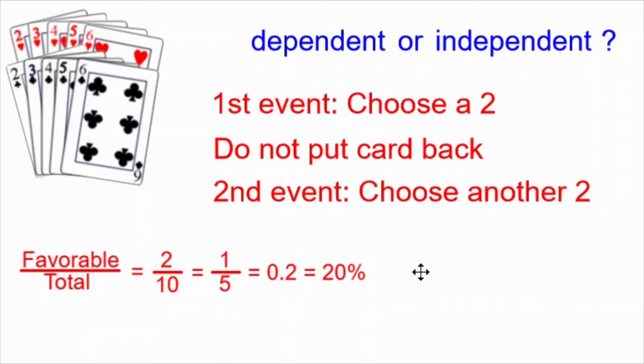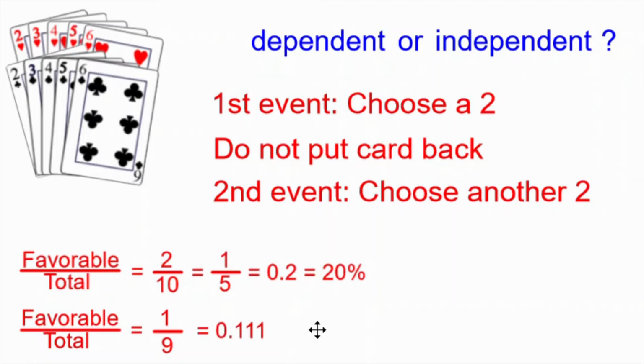Now we have to choose another card. We did not put the original 2 back. So again, we're using favorable over total to figure out what is the probability of getting another 2. And it's 1 out of 9 because there is 1 less 2 and there is 1 less card. This gives a decimal of 0.111 that has been rounded and converts into a percentage of 11.1%.